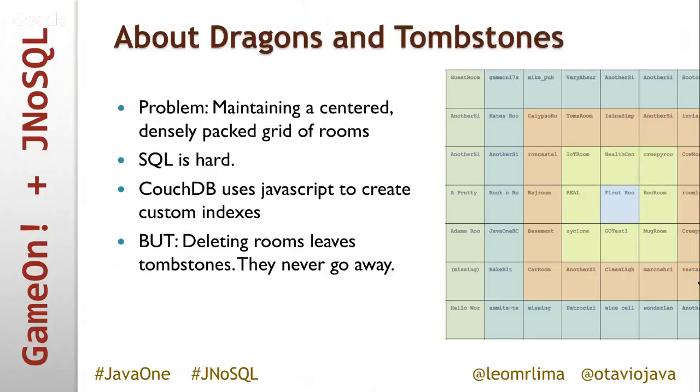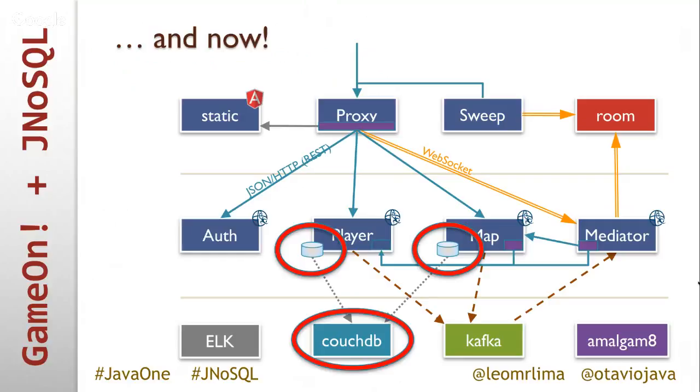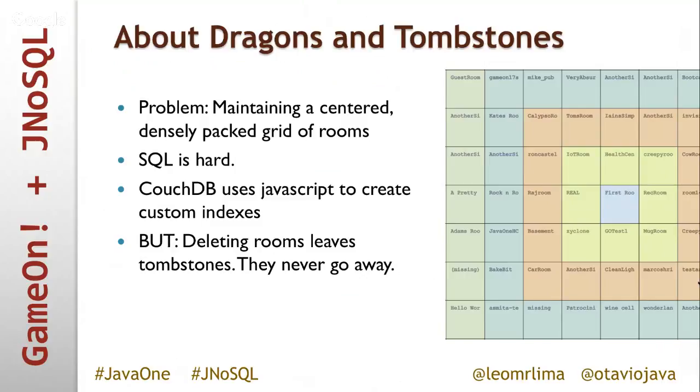And going back to the title of the talk, which is the Dragons and Tombstones. So the problem we're trying to solve, going back one slide, you see one of the circles is on the map microservice. On the map microservice, we want to have the map center around a room, the first room. So when you start the game, you land on the first room, and the first room is always there. And as people add more rooms, you want to add these rooms in a 2D grid, a very densely, tightly packed grid of a Cartesian map.